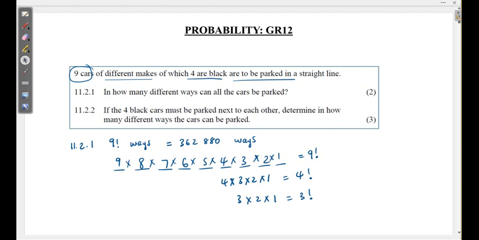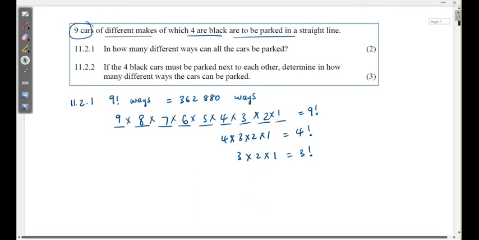Right, and then 11.2.2, I think that is where the juicy matters are. 11.2.2 says, if the 4 black cars must be parked next to each other, determine in how many different ways the cars can be parked. All right. 4 black cars must be parked next to each other. So I always say that that is a restriction there.